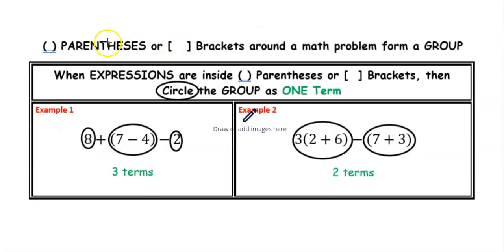So we're going to talk about what we call grouping symbols. A grouping symbol in math that we use to group numbers and operations together are parentheses, which are these curved symbols right here, or brackets, which are squared off parentheses. We just have square corners on those, and they call those brackets. And we put those around math problems to form a group.